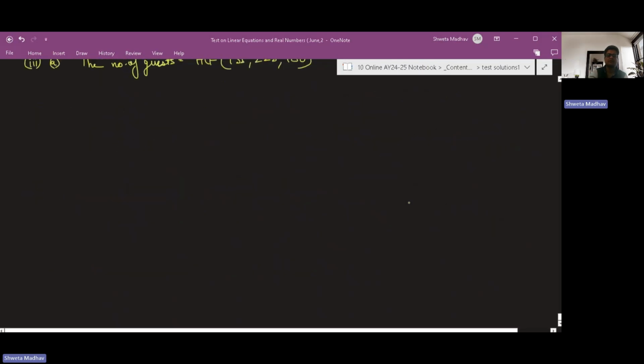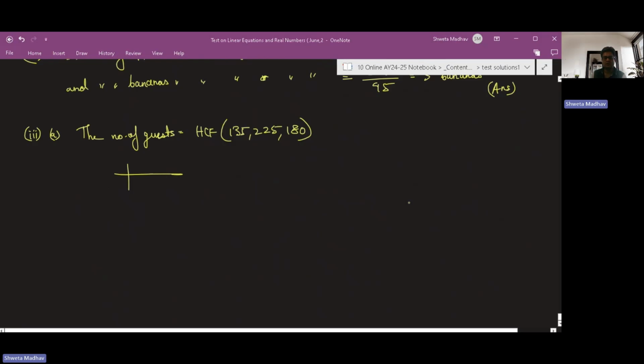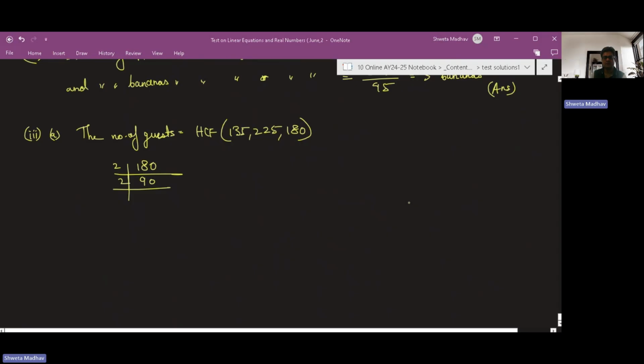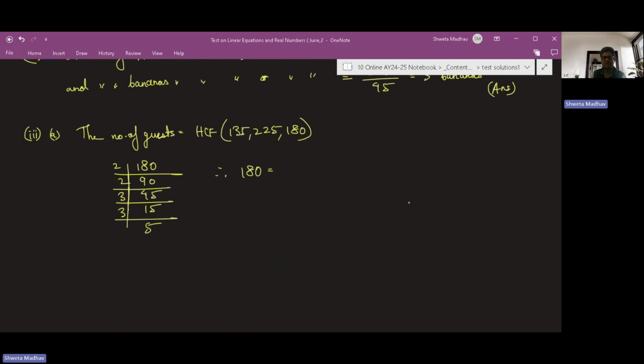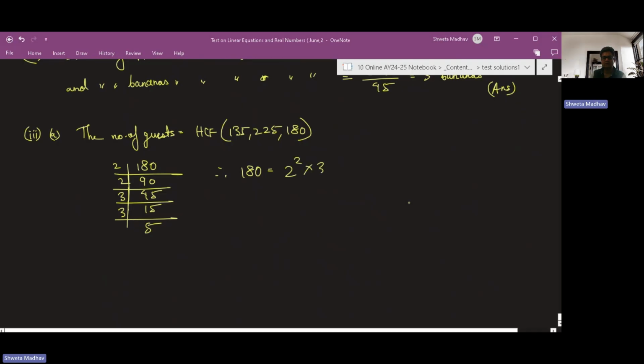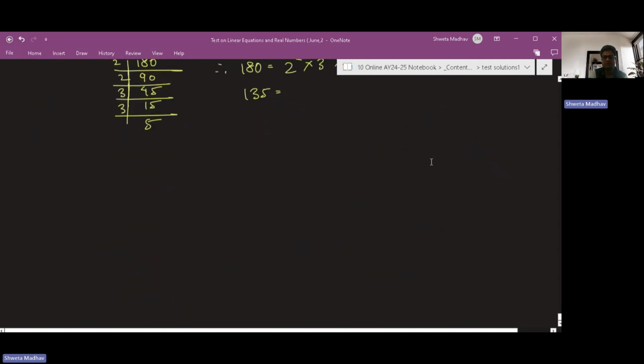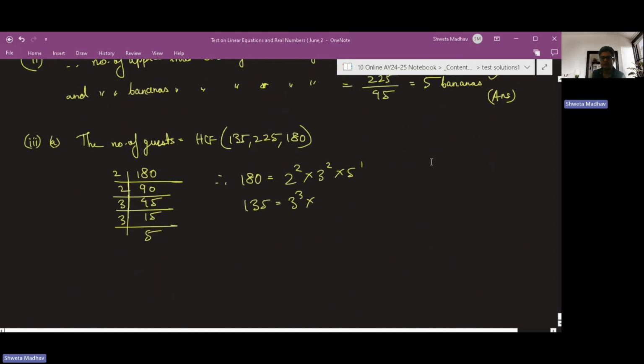So we need to find the prime factorization of 180 also. 2 9s are 18, 0, then with 2 again, 2 4s are 8, 2 5s are 10, 45 twos are 90, then again 3, 15, 3 is 45, and 3 5s are 15. So 180 is 2 power 2 into 3 power 2 into 5 power 1, and 135 we have already done its prime factorization. The prime factorization of 135 is 3 power 3 into 5 power 1.